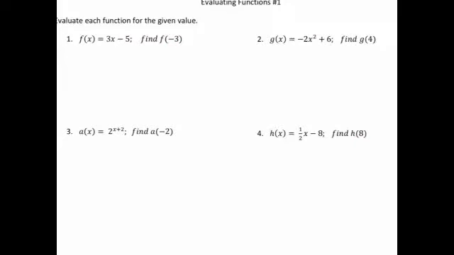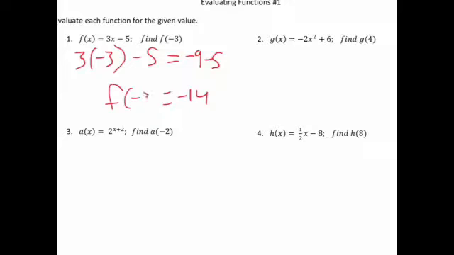So let's go to this first one. You're going to put -3 where that x is, so 3 times -3, and then minus 5. Well, 3 times -3 is -9. Minus the 5 is going to give me -14. Well, that's what f of -3 is.